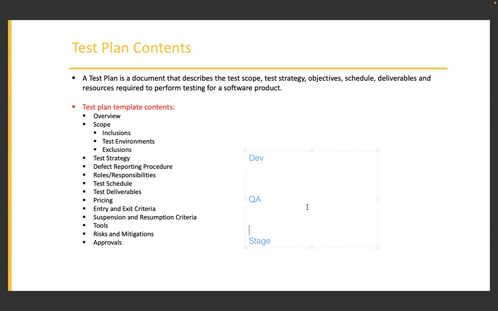Can anybody put some light on this? What are all these environments, guys? Does anyone want to add anything? Basically, the dev environment is used by the developers and QA is used by the testers. Stage is a UAT-level environment, I guess.